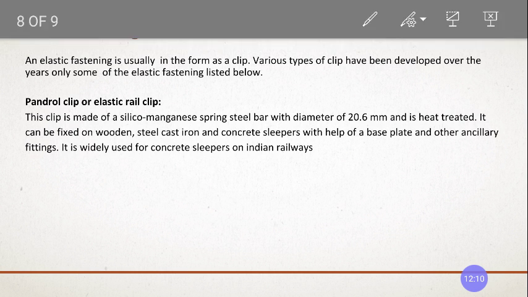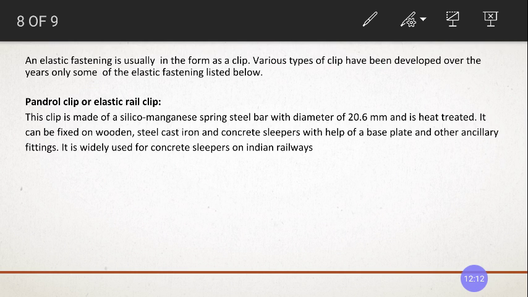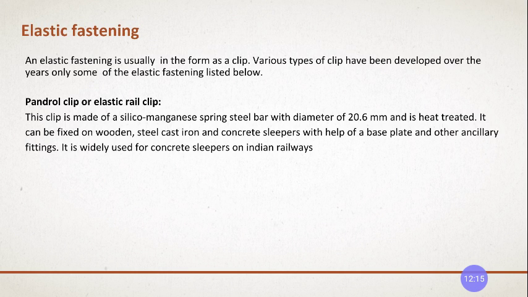The first one is the Pandrol clips, or elastic rail clips. It is made up of silico-manganese spring steel bars of diameter 20.6 mm and it is heat treated. It can be fixed on wooden, cast iron or concrete sleepers with the help of the base plate or any other ancillary fittings. It is widely used on concrete sleepers on the Indian Railways.